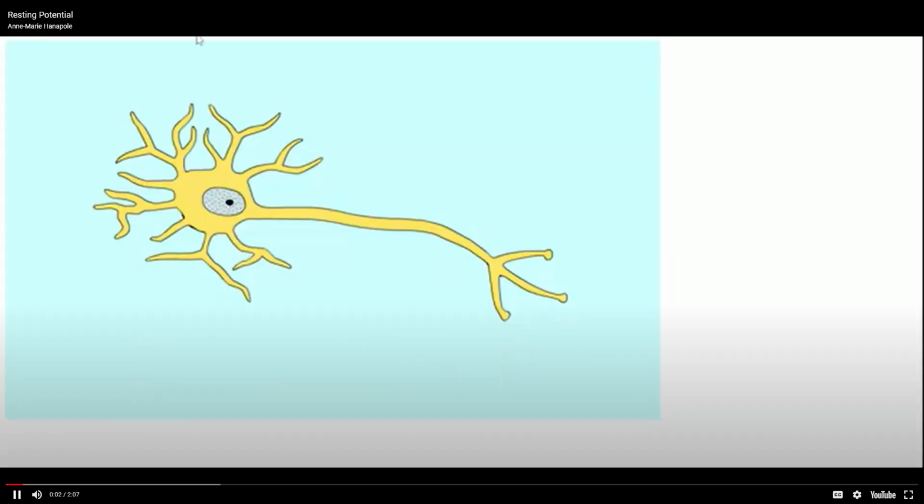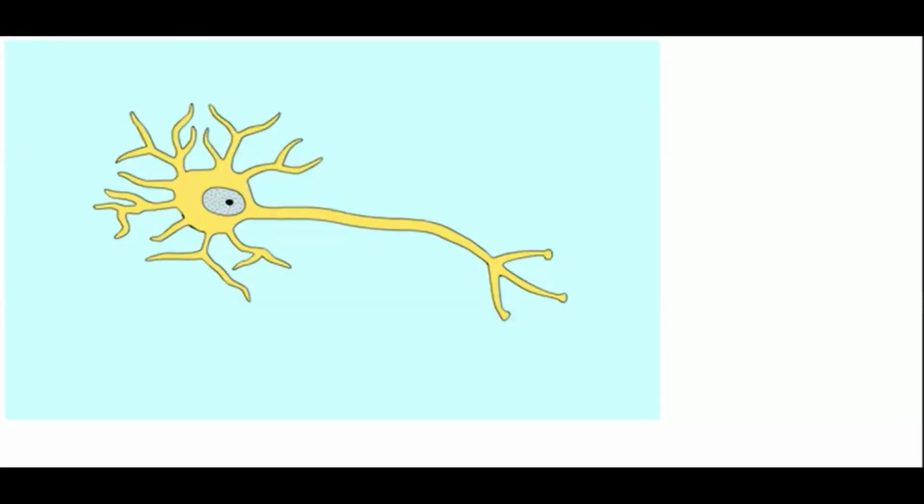A resting neuron, one that is not conducting signals, contains potential energy resulting from an electrical charge difference between the inside and the outside of its plasma membrane.